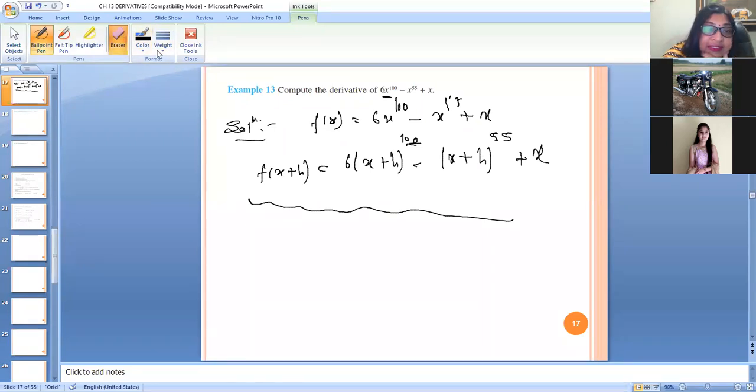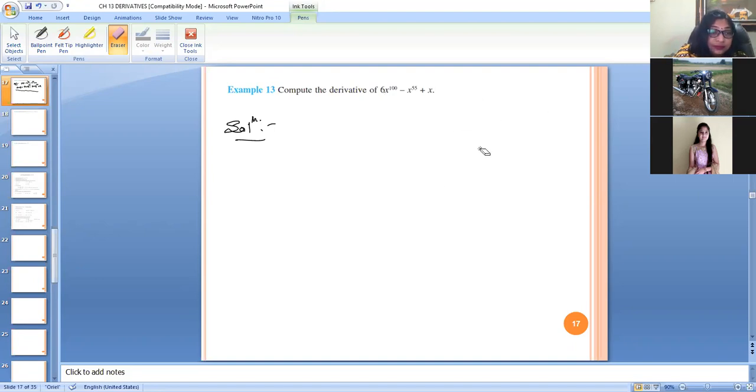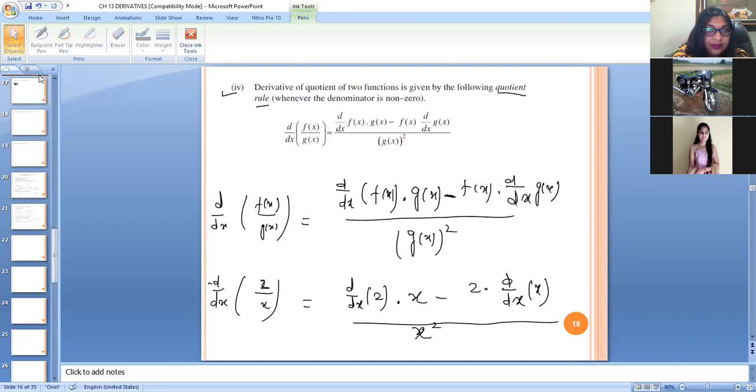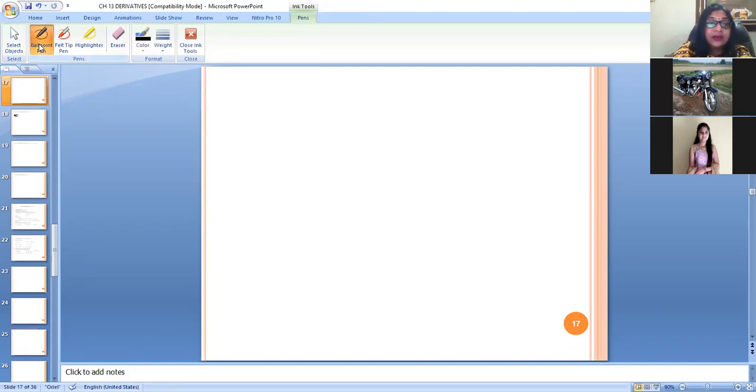So what do we do in such cases? We will be directly applying the formula. I will tell you what the formula is. We are going to write one formula first. Now, there is one formula in derivatives.